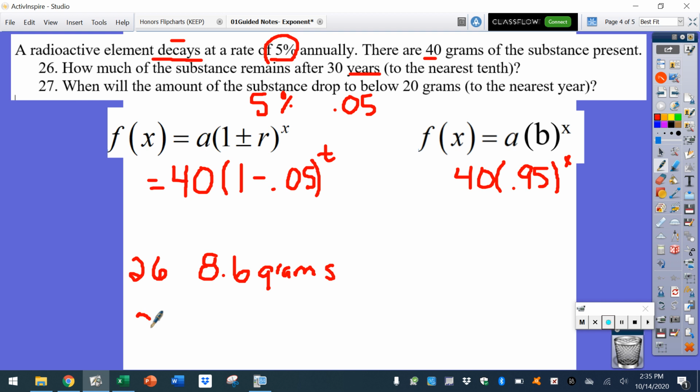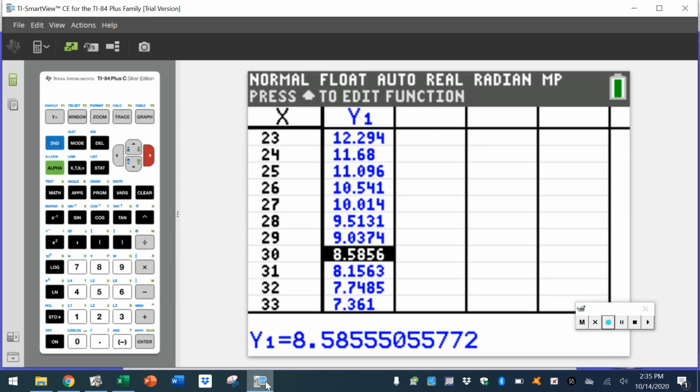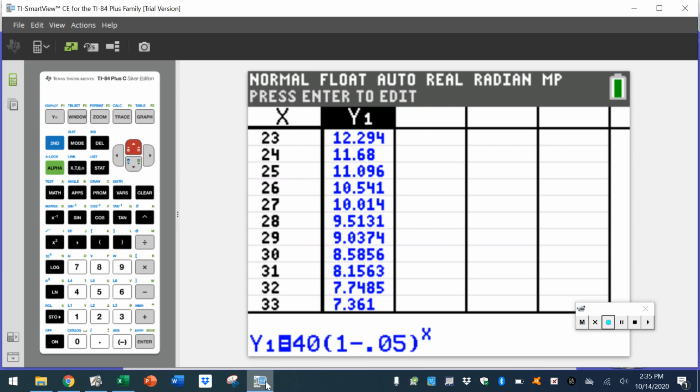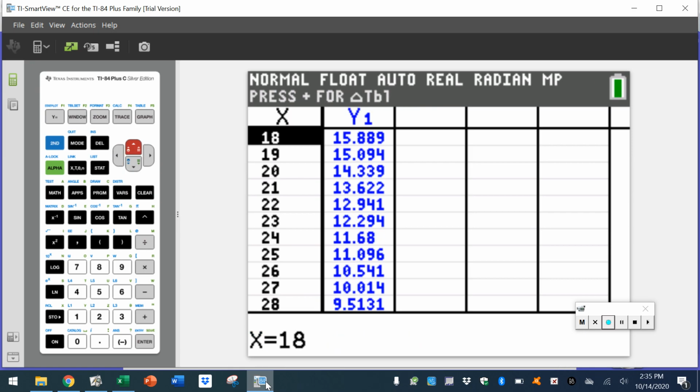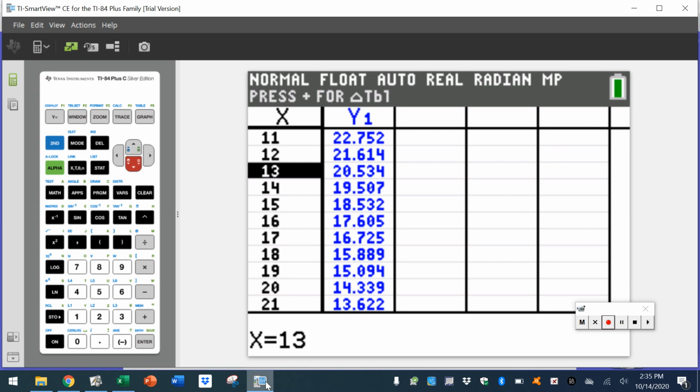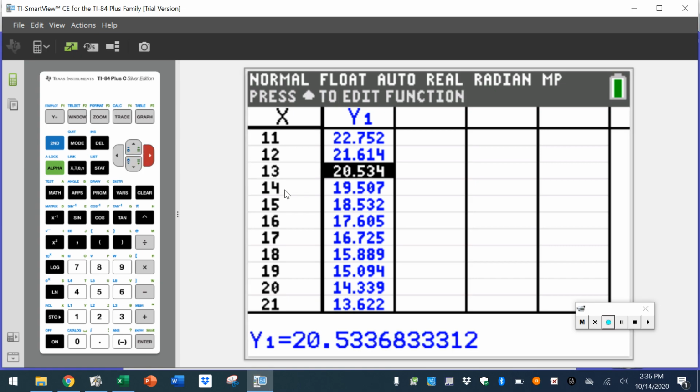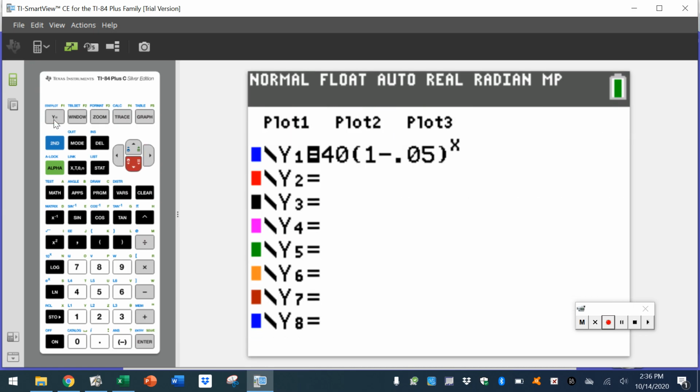Let's read question 27. When will the amount of the substance drop to below 20 grams? So let's go look in the calculator. When does it drop below 20 grams? Well, is it year 12 or is it year 13, or how do you know? Let's go back to the graph. Sometimes when my y value does not have the value they want, I go back to my calculator and type in, when is my y value going to approach 20?